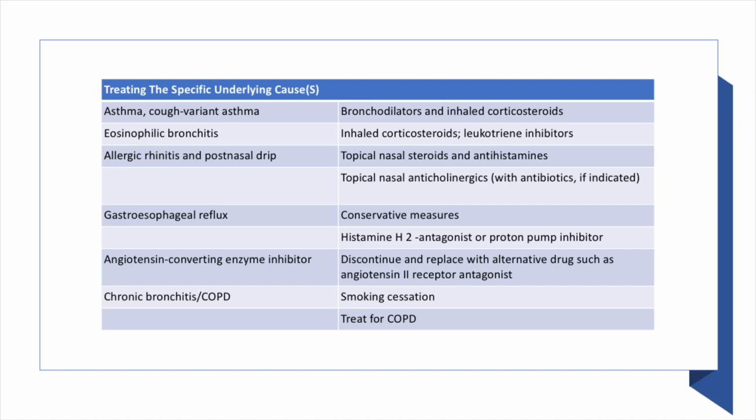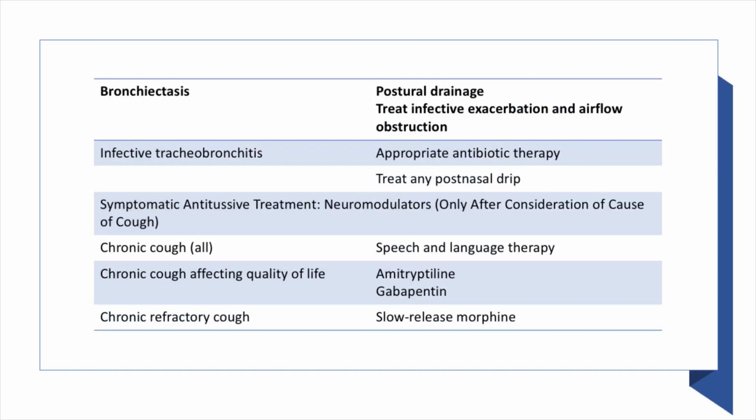In case of GERD, proton pump inhibitors or histamine H2 antagonists and conservative measures like avoiding certain beverages. Angiotensin converting enzyme inhibitor, discontinue and replace with the angiotensin 2 receptor antagonists. In case of chronic bronchitis or COPD, smoking cessation and treat for COPD. In bronchiectasis, postural drainage, treat infective exacerbations and airway obstructions. And in infective tracheobronchitis, antibiotics are required and treat any postnasal drip.